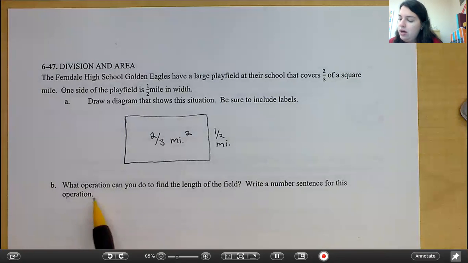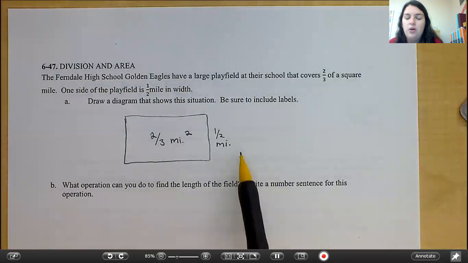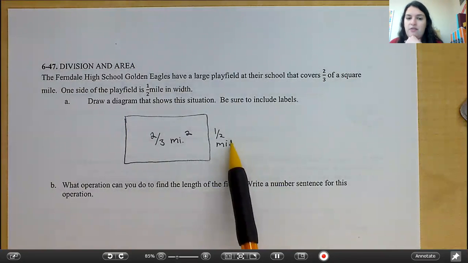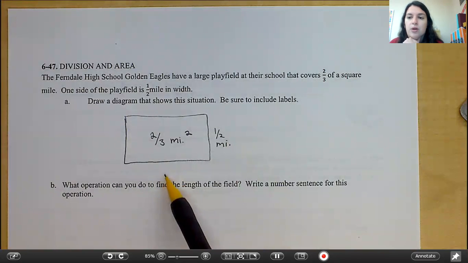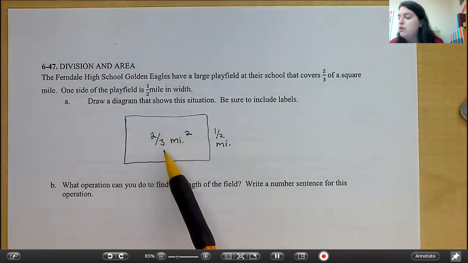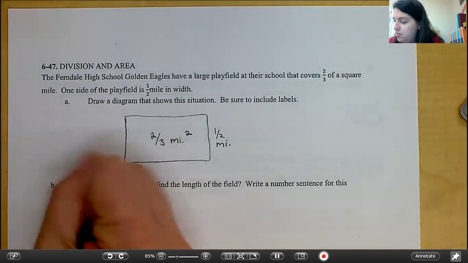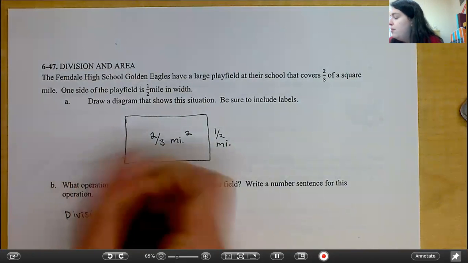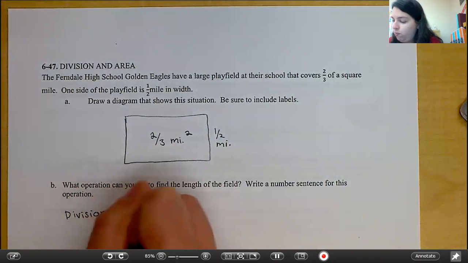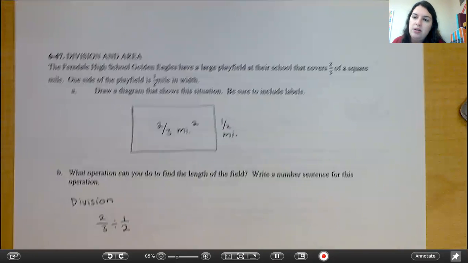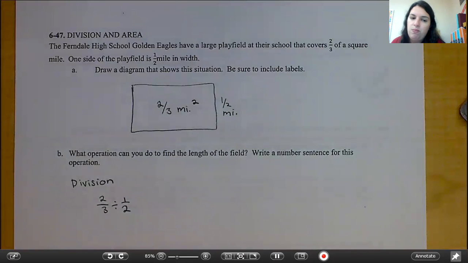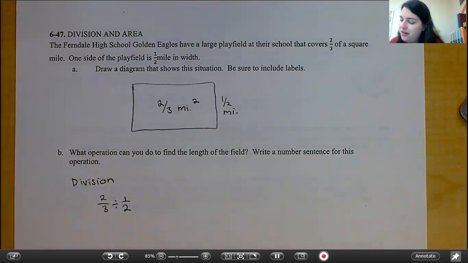B says, what operation can you do to find the length of the field? Write a number sentence for this operation. So normally we know that when we're finding area, we would do multiplication, 1/2 times this value down here. But we don't have that value, it's an unknown. We do, however, know the area. So the inverse of multiplication, or the opposite of multiplication, is division. So we can use division here by doing 2/3 divided by 1/2. Okay? So now we want to find the length of the playing field.